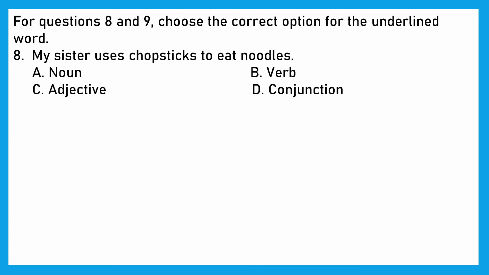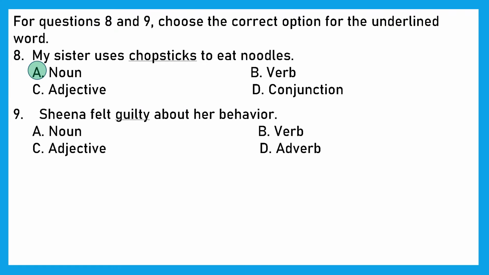For questions 8 and 9, choose the correct option for the underlined word. Question 8. My sister uses chopsticks to eat noodles. What is chopsticks over here? Is it noun, verb, adjective or conjunction? The right answer is option A, noun.